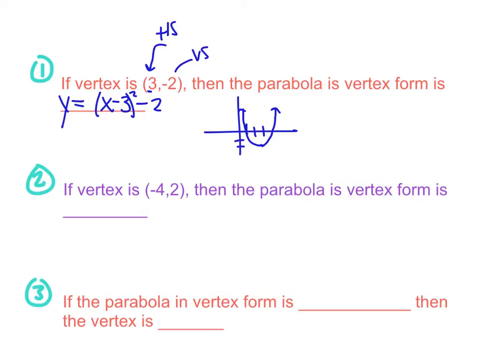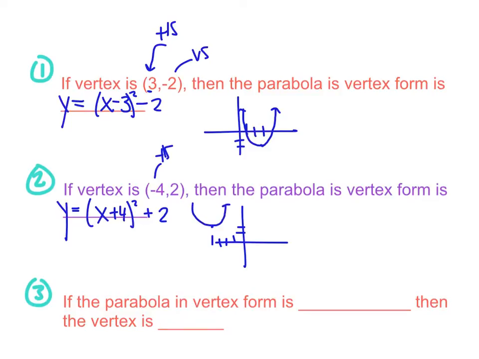Number 2, if the vertex is negative 4, 2, then the parabola in vertex form is, so y equals, if I see a negative 4 for my horizontal shift, I'm going to say that's (x plus 4) squared, and then my vertical shift stays the same, so plus 2. So this parabola would go left 4, up 2, and it would open upwards like so.